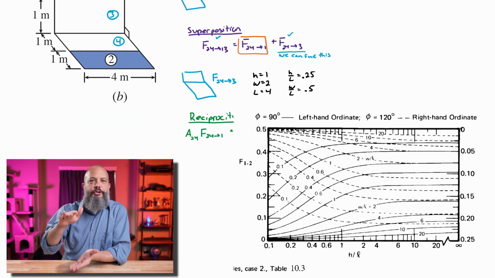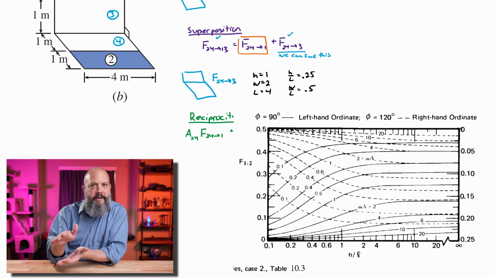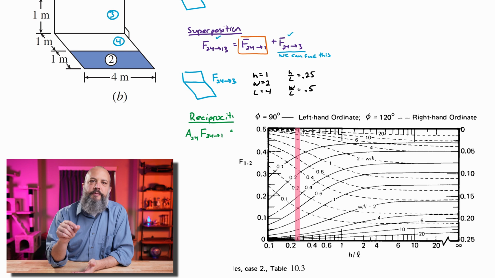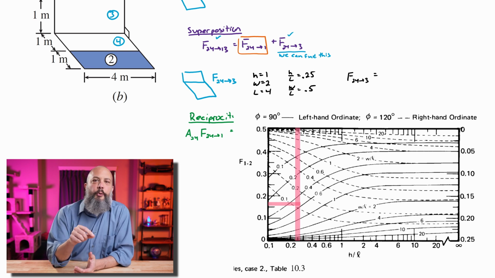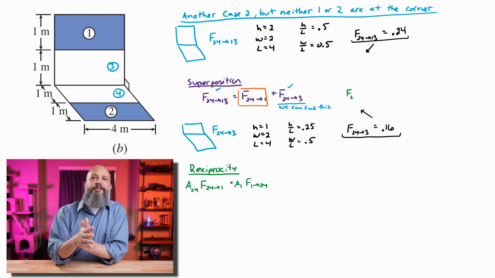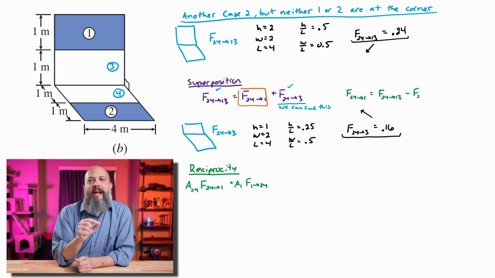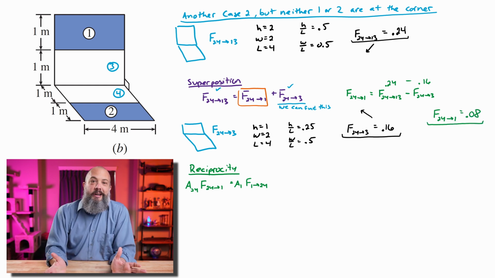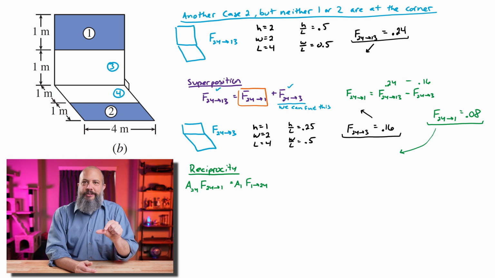And then for the short height, height of 1, width of 2, length of 4, h over L is only 0.25, w over L 0.5. I now have F of 24 to 3 of 0.16 using the figure. And I can put these into my superposition equation and get from F24 to 1 is 0.08.